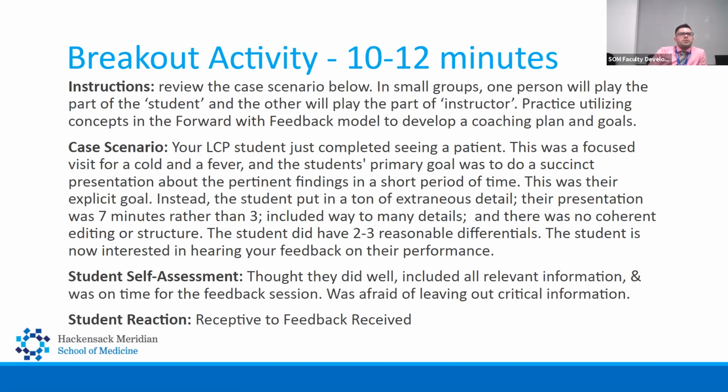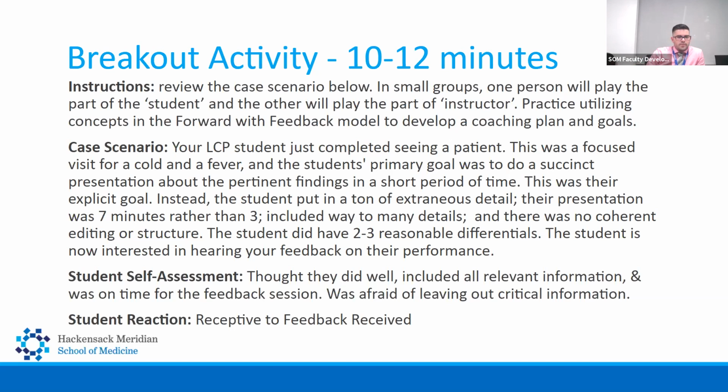We're going to be splitting everyone up into groups of three, so you'll be able to have these interactions, model, and actually role play giving feedback to the student. One person will play the role of the student, the other will play the role of the instructor, and you're going to practice utilizing the concepts of the forward feedback model to develop a coaching plan and goals. The scenario is that your LCP2 student, or LCP student, just completed seeing a patient. This is a focused visit for a cold and fever, and the student's primary goal was to do a succinct presentation about the pertinent findings in a short period of time.